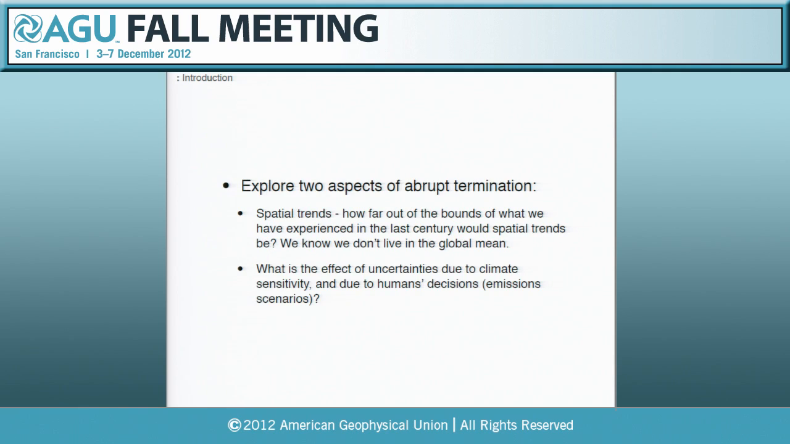So what I wanted to explore is what the spatial trends look like. How far out of bounds are these spatial trends compared to trends that we may have experienced in the last century, say? And then also I wanted to explore the effect of uncertainties due to climate sensitivity and due to human decisions, so what background emission scenarios there are.